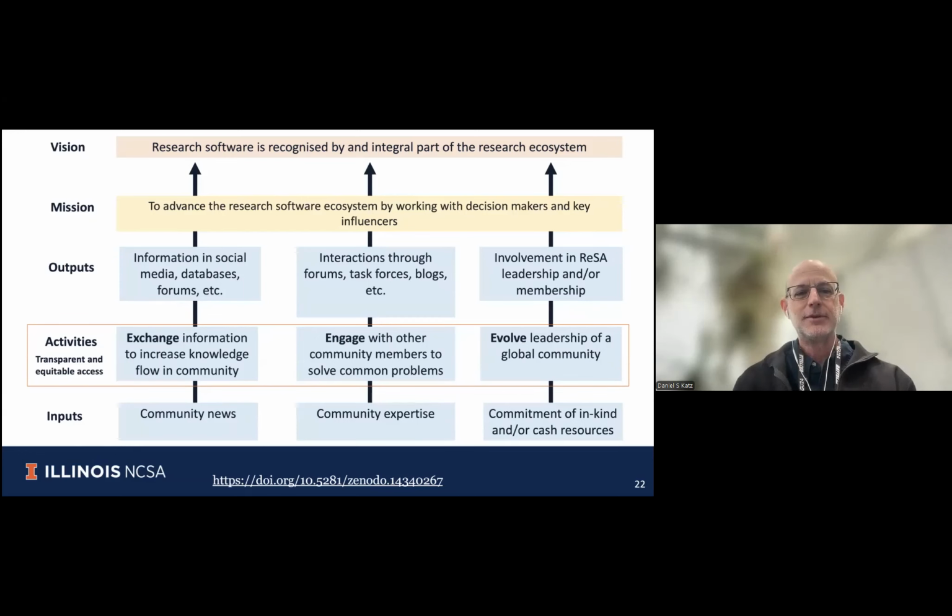And we effectively do that through 3 different things: by exchanging information to increase knowledge flow within the community, and we do that by collecting information from the community and then broadcasting it out. And we try to engage with other community members to solve problems, so we try to bring together community and expertise. We interact through forums, task forces, blogs, and other things. And then we try to help lead this global community. We do that through members giving commitments of in-kind or cash resources, and that gives them involvement in the leadership and membership. And we use that for all 3 of these things to do this work.